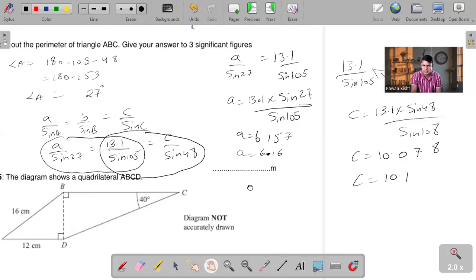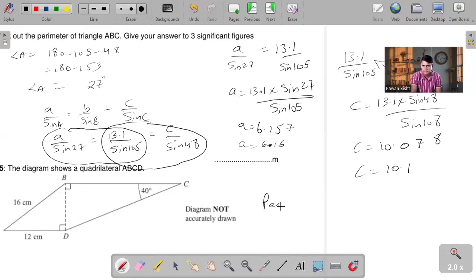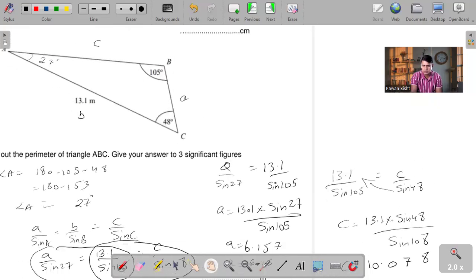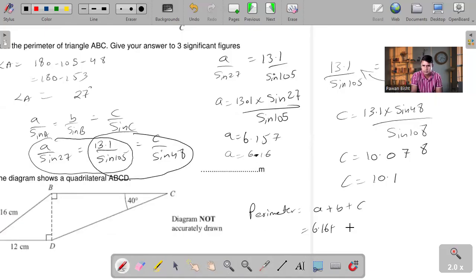Okay, so perimeter is the sum of all the three sides. Perimeter is A plus B plus C. A is 6.16, plus B. B is given in the question, 13.1. And then C is 10.1. Add it: 6.16 plus 13.1 plus 10.1 is 29.36. So 29.36 meters is the answer. This is my perimeter. Clear?